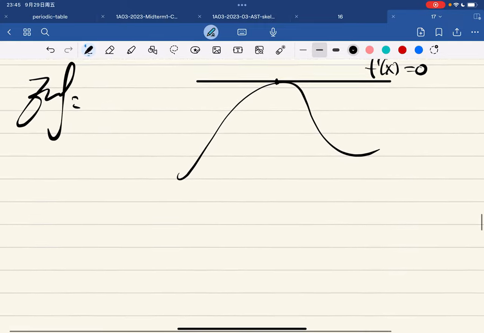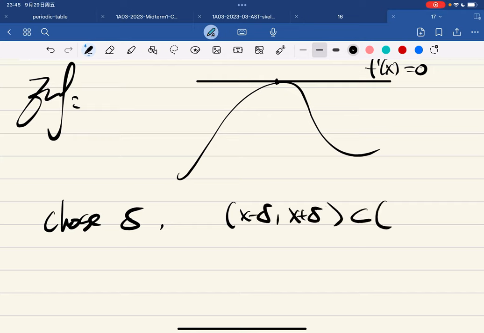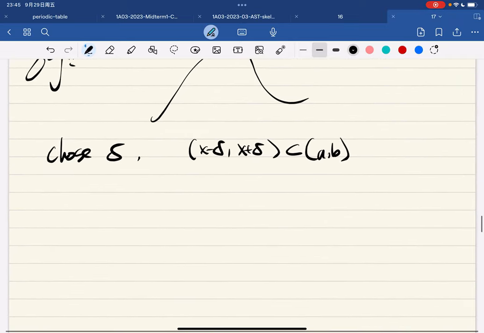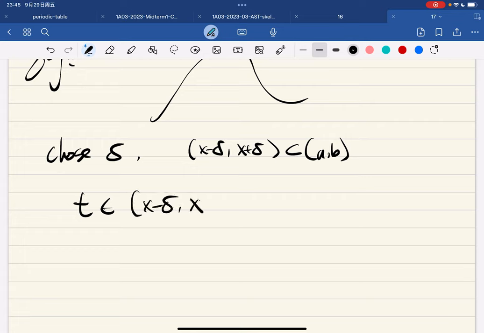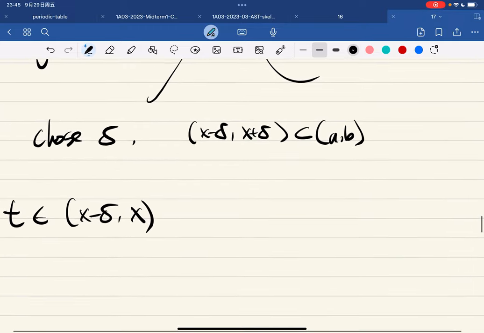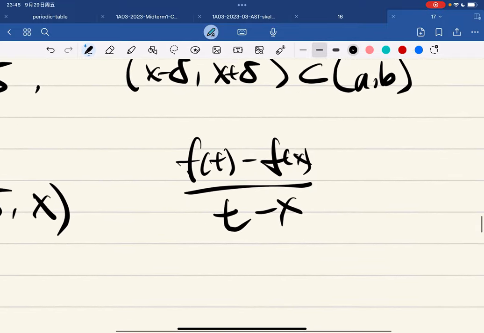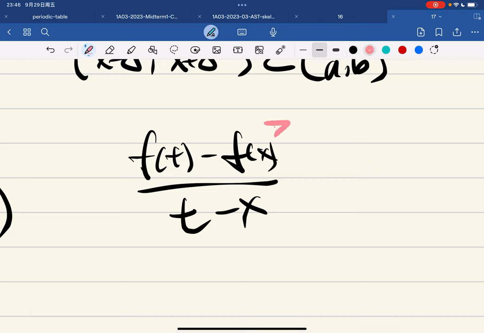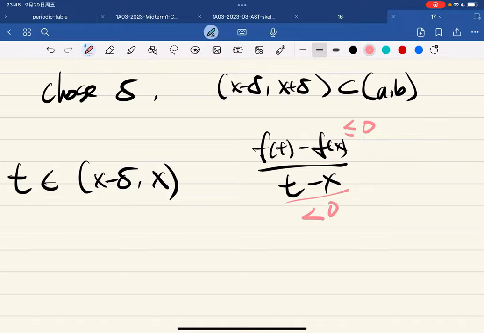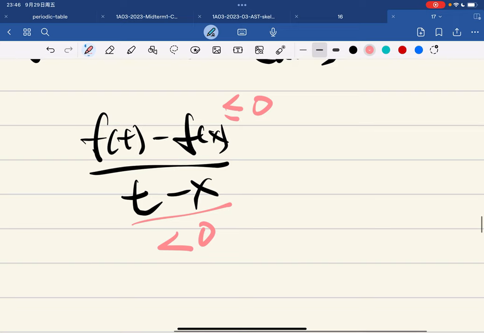Well, now we follow the definition, right? So we choose a delta such that it's in the interval AB. Now, for t in this neighborhood, right? For t in this neighborhood, we have f of t minus f of x over t minus x. Well, since x is the maximum, right, so this thing, the numerator, is less than or equal to zero, right, and t is less than x, so t minus x is less than zero, and so this thing should be greater than or equal to zero. Right.